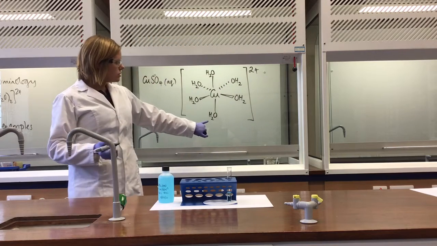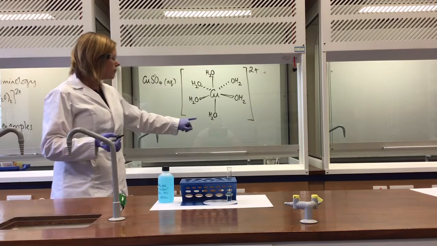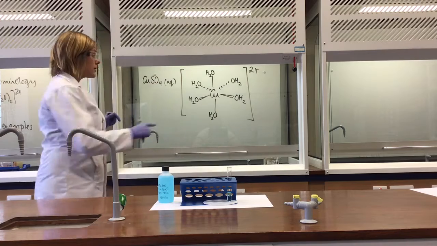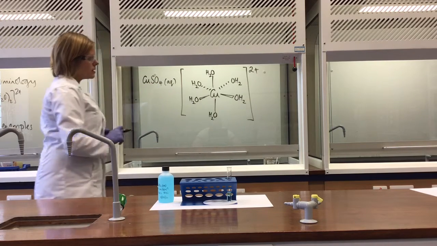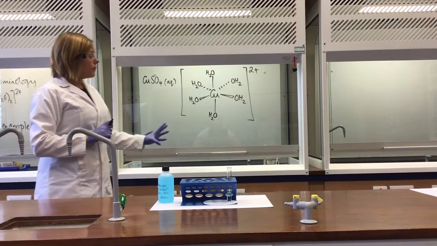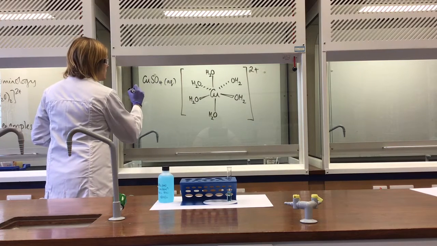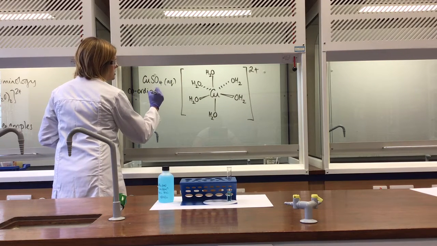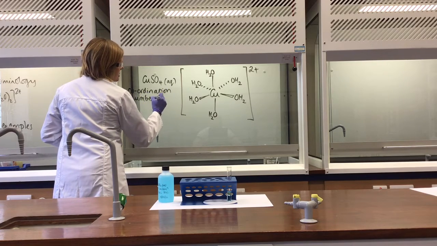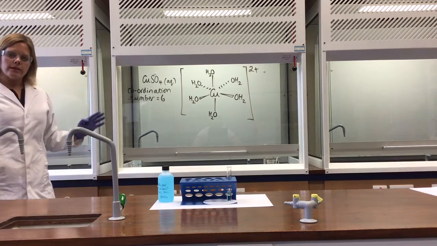Now, because the water molecules, or ligands as we call them, the water ligands within this complex are uncharged, the overall charge on the complex is 2+, because this was copper(II) sulfate here. The number of dative covalent bonds forming to that metal ion is 6. So we say that the coordination number is 6. Notice that the number of ligands here is 6, but that doesn't relate to the coordination number.